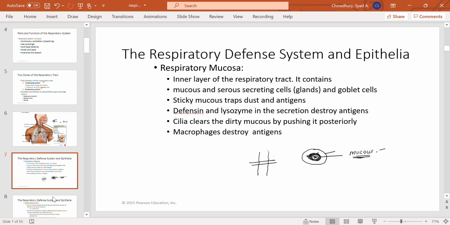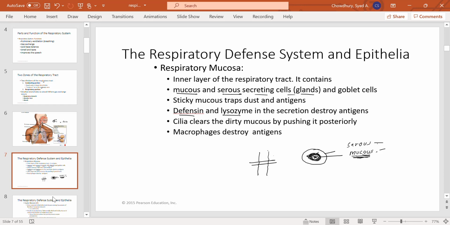Another type of secretion is the serous secretion. Mucus and serous secreting cells or glands secrete the seromucus secretion. Serous secretion is more watery and has some chemicals that can destroy microorganisms, like the defensive lysozyme. And mucus, as I told you, is a thick, sticky secretion that makes a layer and also traps the antigens.